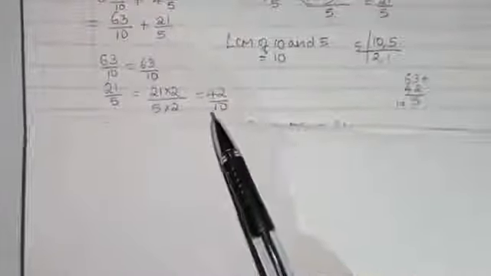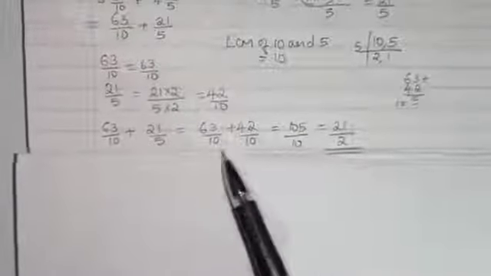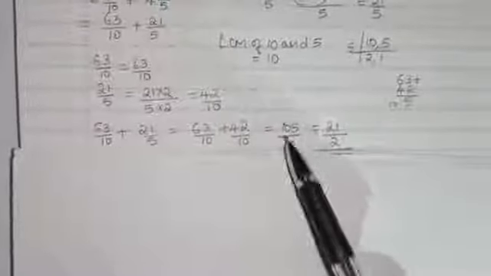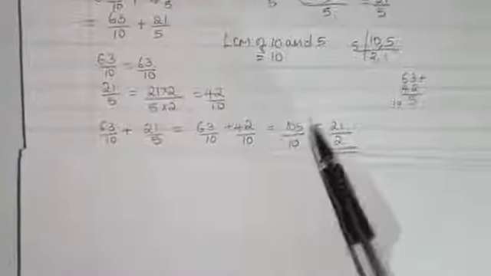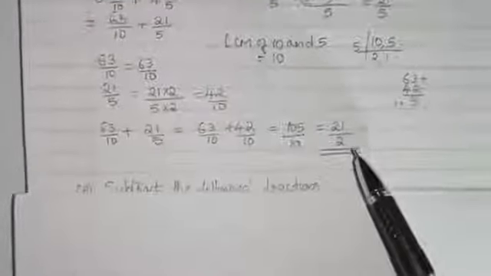So, the denominators are same. 63 by 10 plus 42 by 10. Adding the numerators. 63 plus 42, 105. 105 by 10. I have to find the simplest form. Dividing by 5. So, 21 by 2.